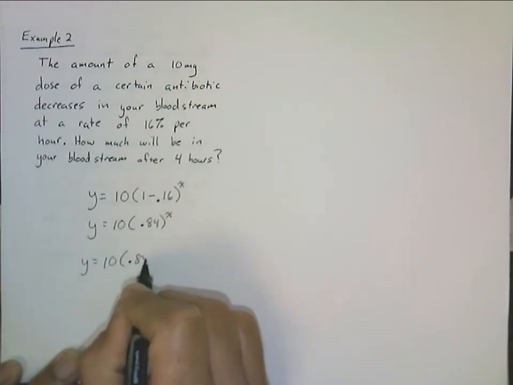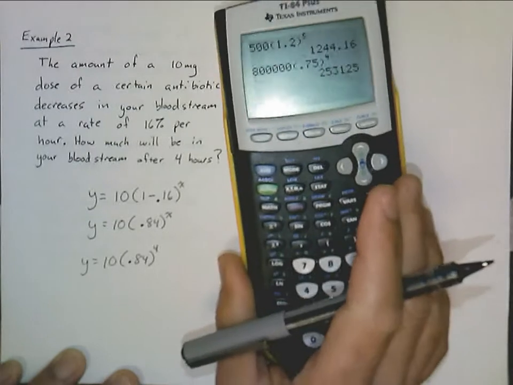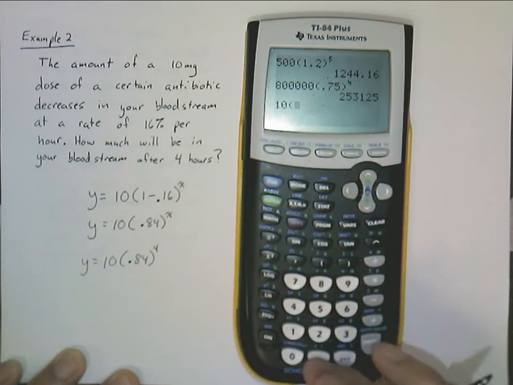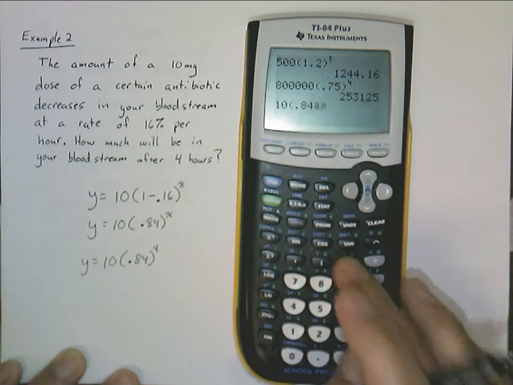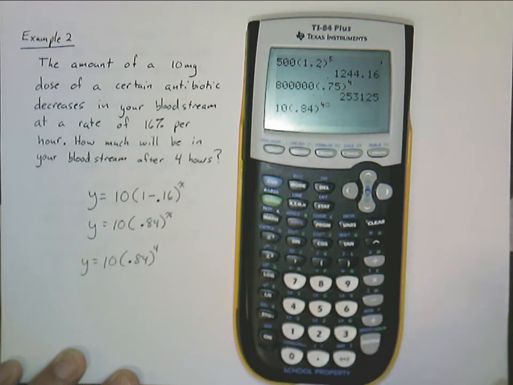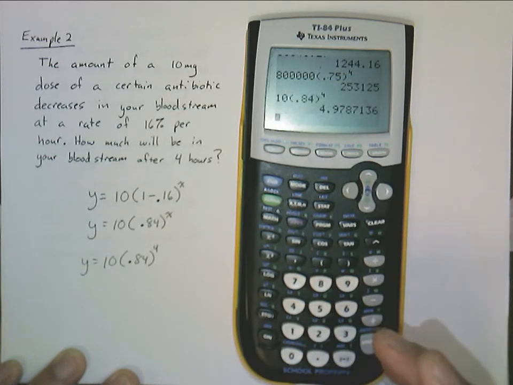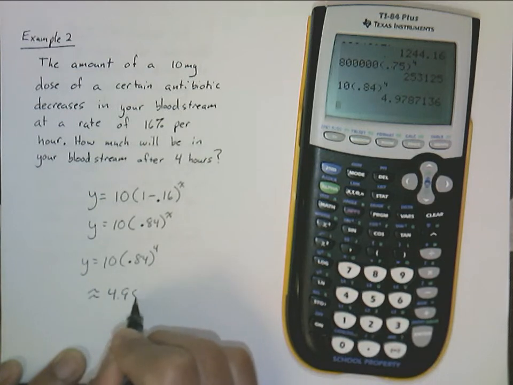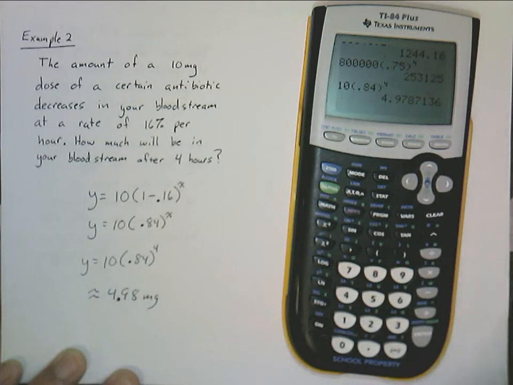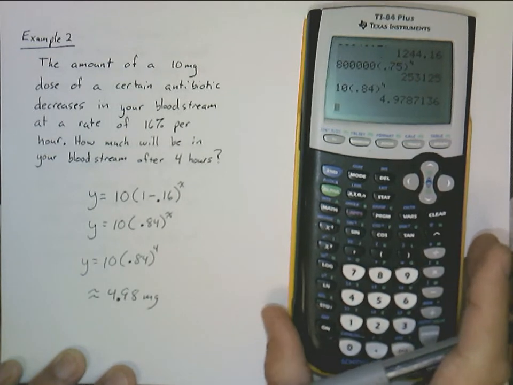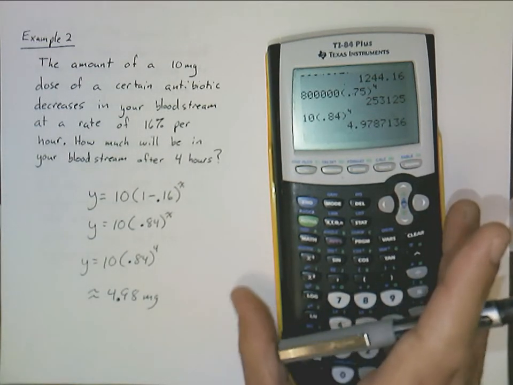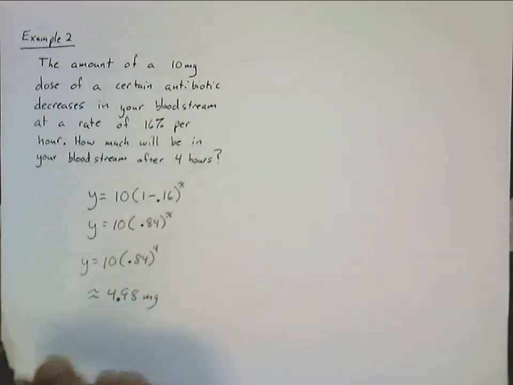10 times 0.84 to the power of 4. Use our little calculator here. 10 times 0.84 to the power of 4. And we're left with 4.98 or so, so about 4.98 milligrams, or almost 5. So they've just dropped below half the amount after 4 hours. Let's look at one more example.